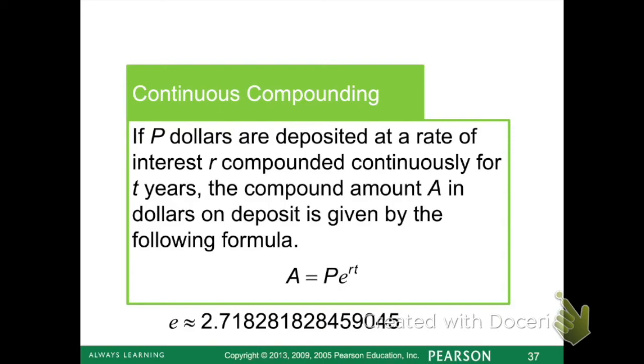P is still how much you are depositing in the beginning. A is how much money you have after the interest is compounded over however many years. R is still your rate, and T is time. E is a number. I have its approximate value down here, 2.718, and so on. It's kind of like pi. It's an irrational number. Pi is 3.14, on and on. So E is going to be a button on your calculator. Take a minute and look at your calculator and see if you can find it. It might be Shift LN. That's what it is on my calculator. So you'll need to identify where yours is.